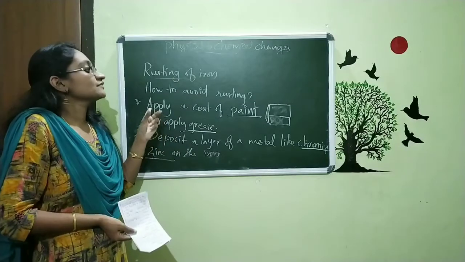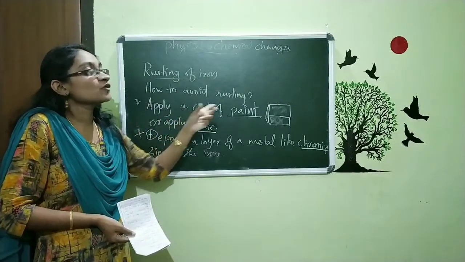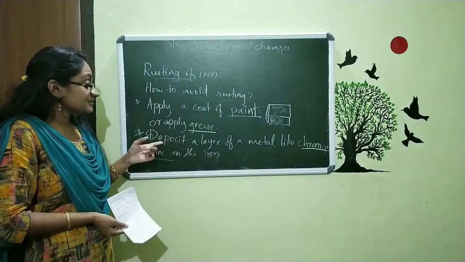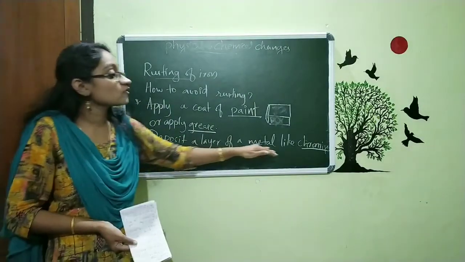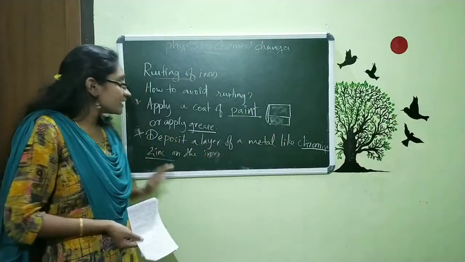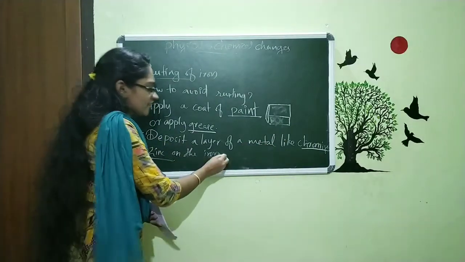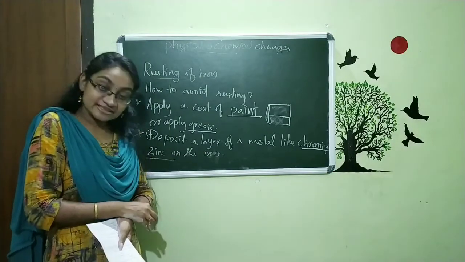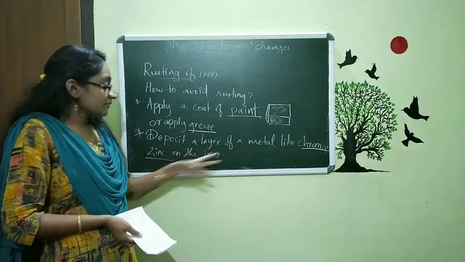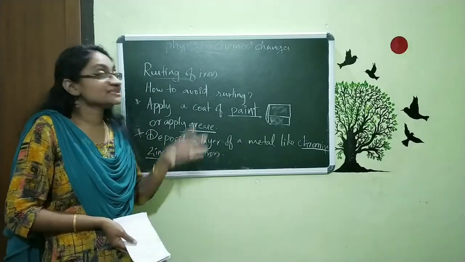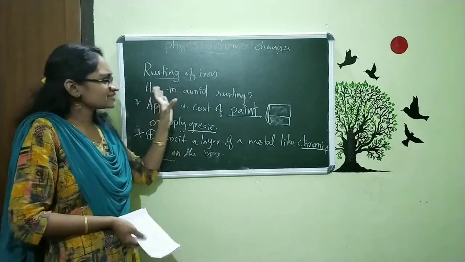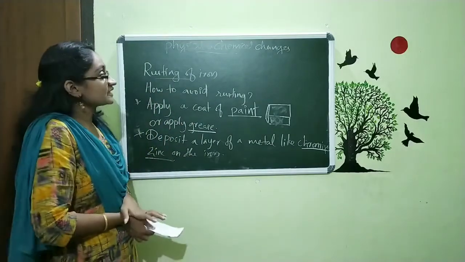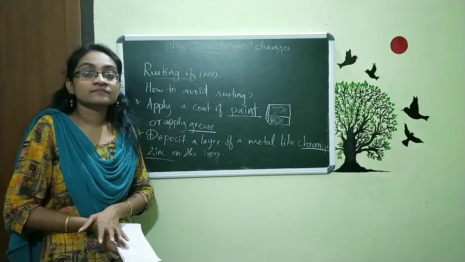The first point is this, we just want to apply a coat of paint or grease on the surface of iron. And the other method is this, we want to deposit a layer of metal like chromium or zinc on the iron. Why are we using chromium or zinc on the surface of the iron? The reason is very simple. For chromium and zinc, there is no such rusting. This rusting only happens for certain types of metals. Which is the other metal that rusts?